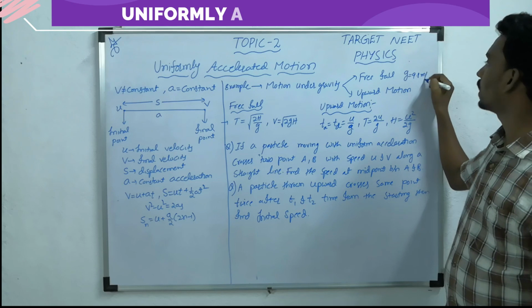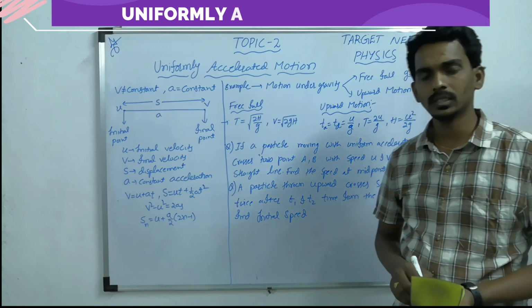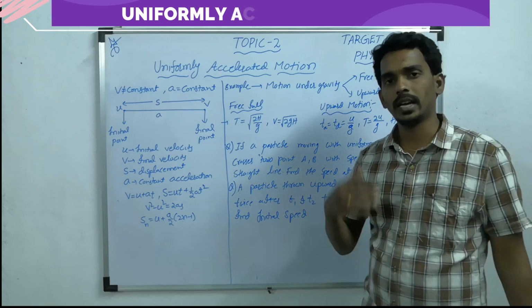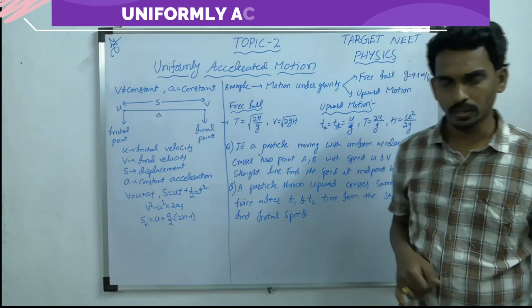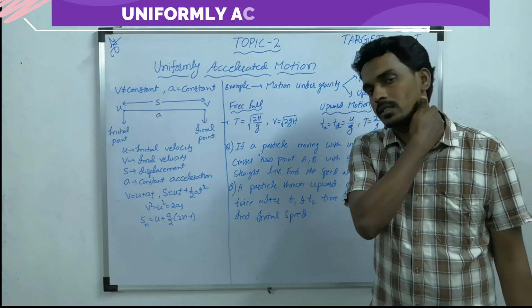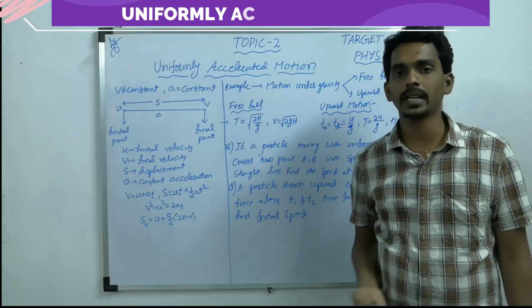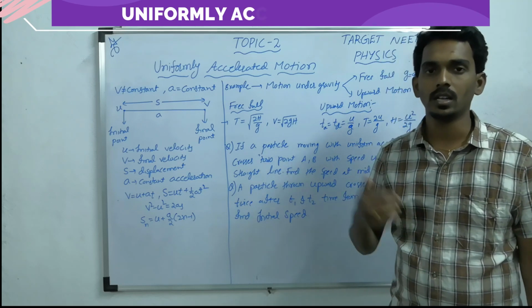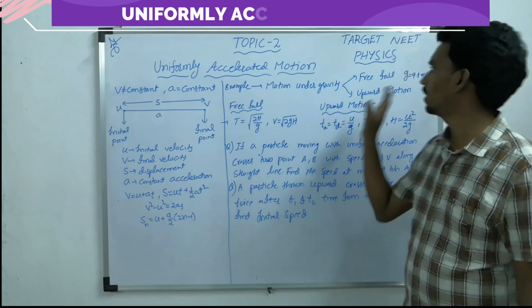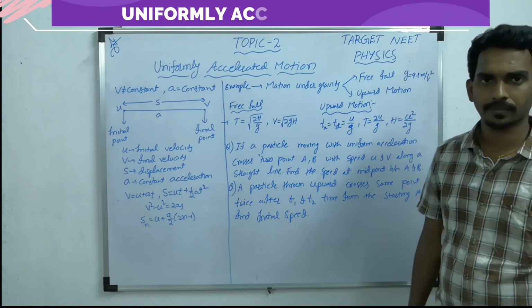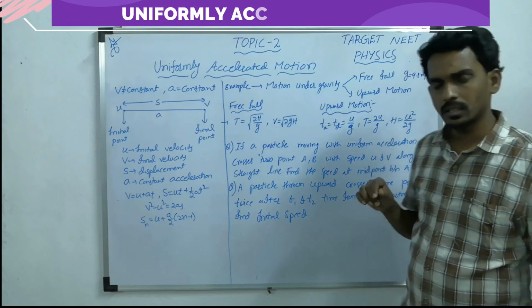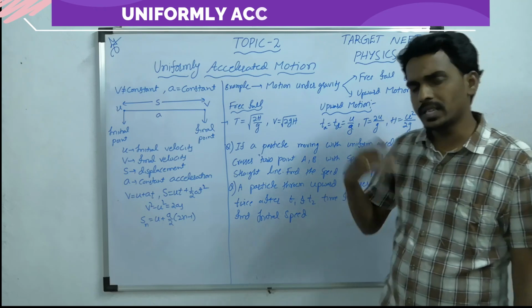9.8 meter per second square. If they don't mention anything, then you take 9.8. In few numericals, they will mention you to take it as 10 meter per second square. Then you take it as 10. Otherwise, it is 9.8.